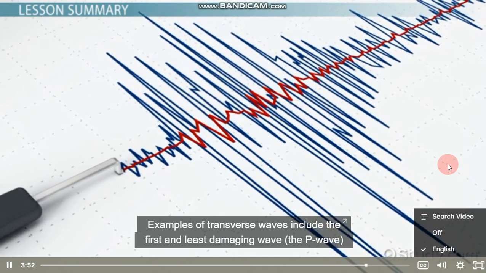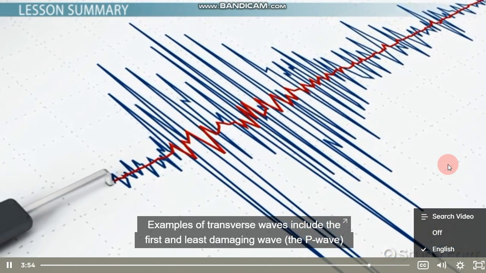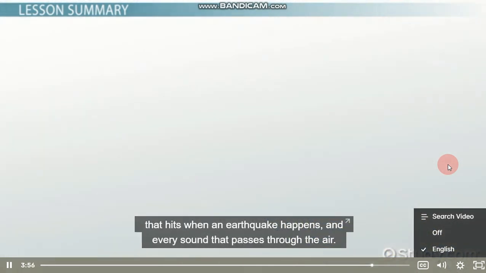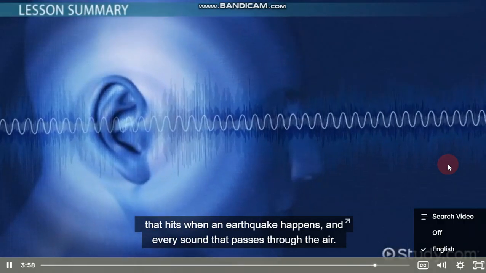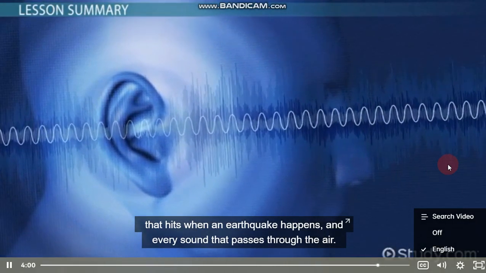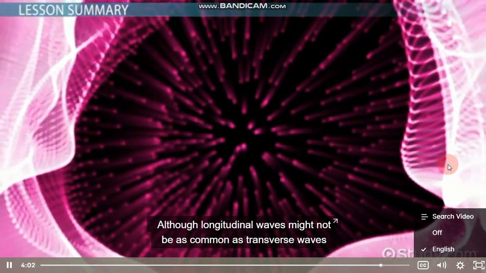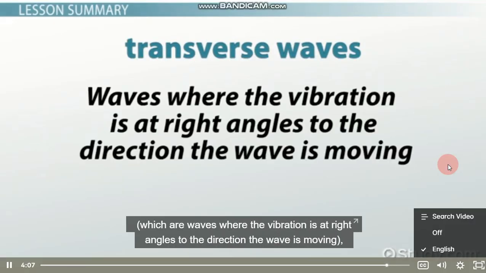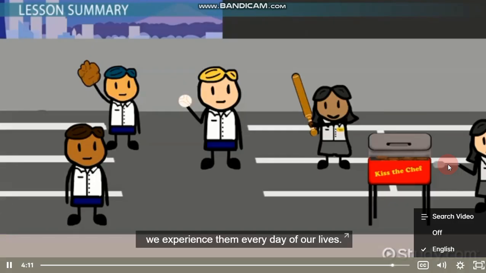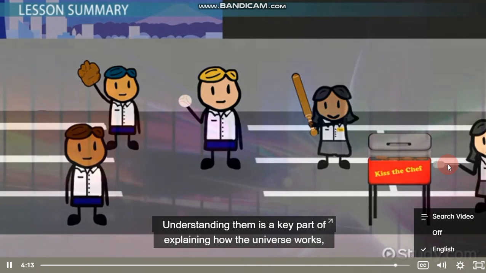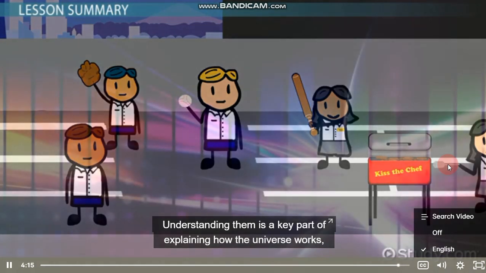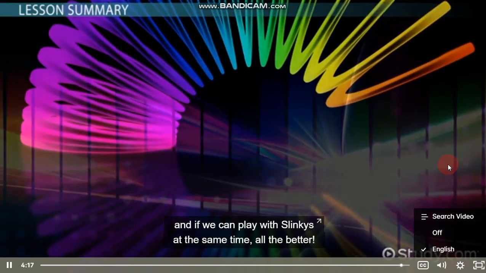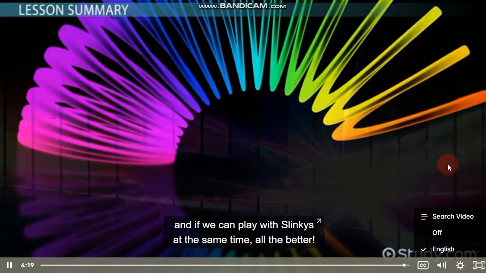Examples of longitudinal waves include the first and least damaging wave, the P wave, that hits when an earthquake happens, and every sound that passes through the air. Although longitudinal waves might not be as common as transverse waves, which are waves where the vibration is at right angles to the direction the wave is moving, we experience them every day of our lives. Understanding them is a key part of explaining how the universe works, and if we can play with slinkies at the same time, all the better.